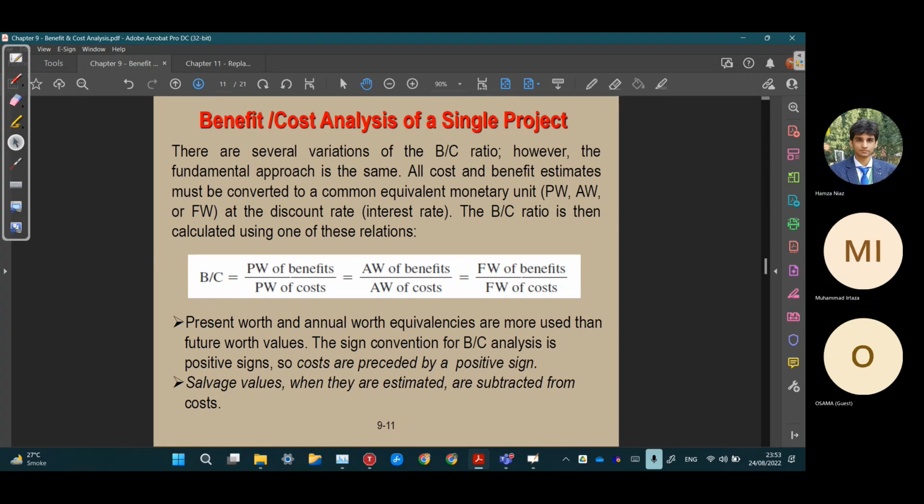So the first one, the benefit cost analysis. The first one is simply we can use this formula. The benefit or cost would be the present worth of benefits or the present worth of cost. We can divide them, or we can use the annual worth of benefits and cost, or future worth of benefits and cost. It does not matter whichever we use.